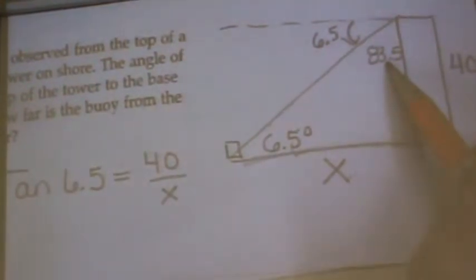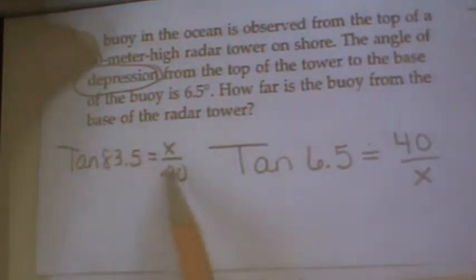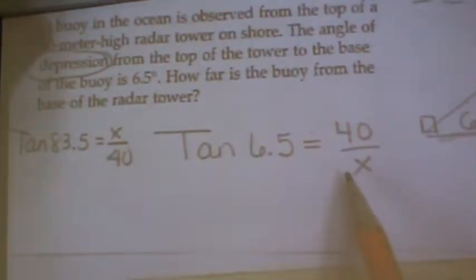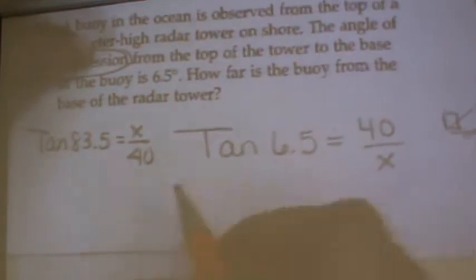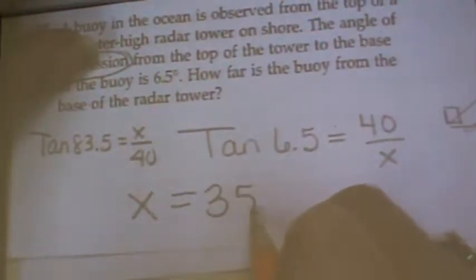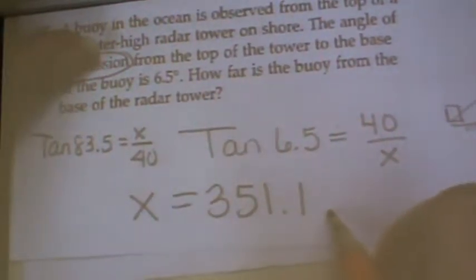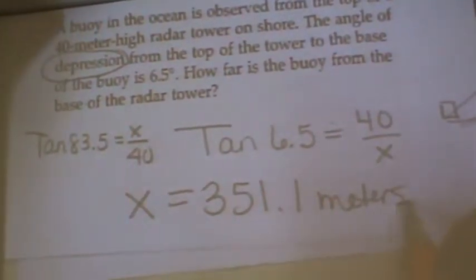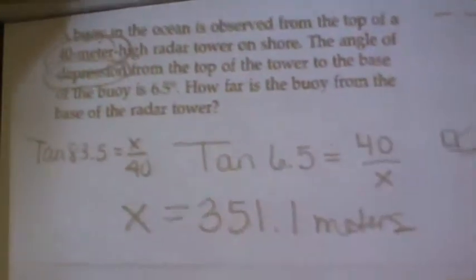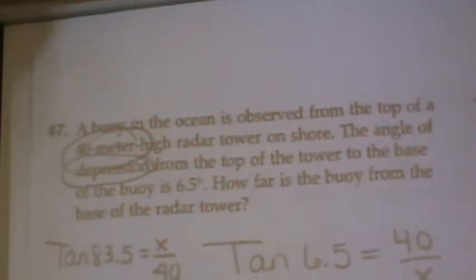Now, if you used this angle, it would be tangent of 83.5 equals x over 40. So either way, you're going to either multiply these two, or you're going to do 40 divided by tangent of 6.5. Either way, your answer is, anyone have it? 51.1. And then that would be in meters, because the question is in meters. Got it? Okay, the next one.